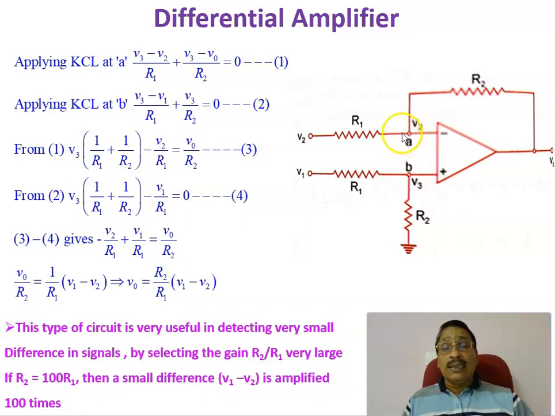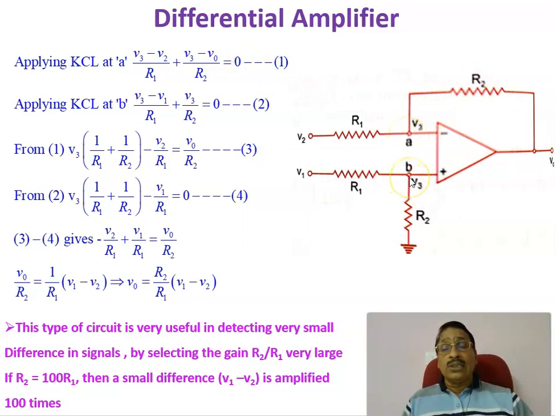Here, this current plus this current equals this current, and since this current is 0, we equate this current plus this current to 0. Therefore, (V3 minus V2) divided by R1 plus (V3 minus V0) divided by R2, where V0 is the output voltage, is equal to 0. We are applying Kirchhoff's current law to this node A.